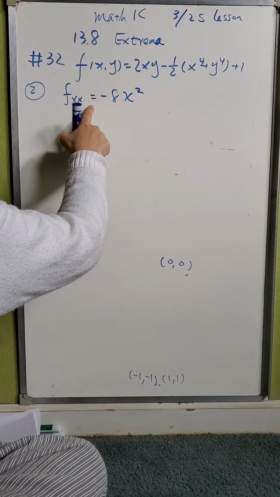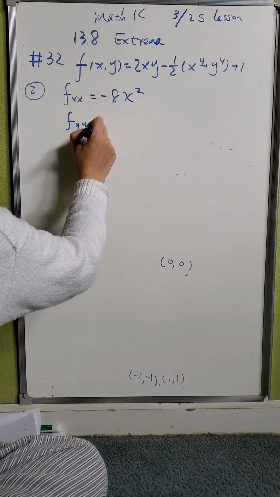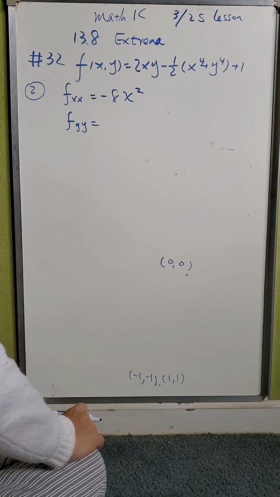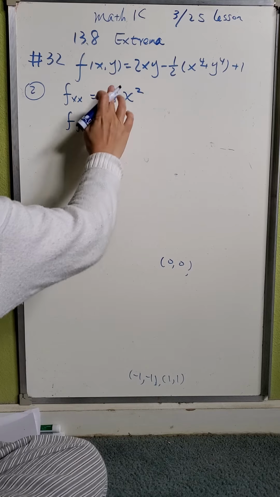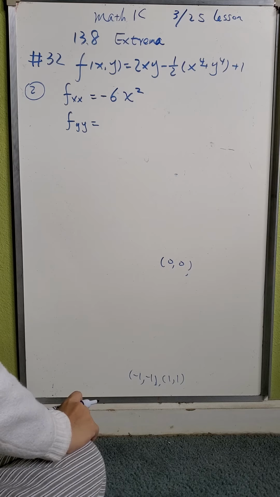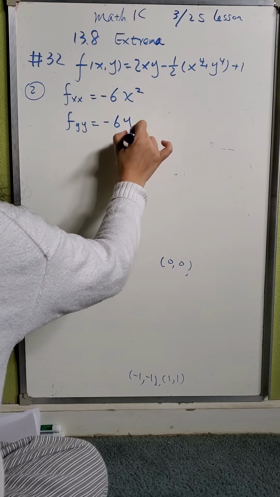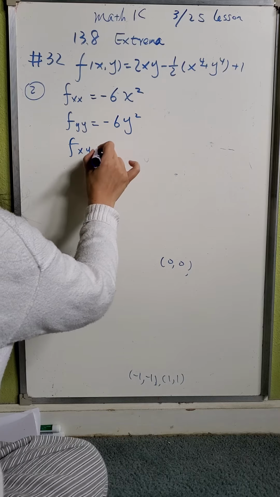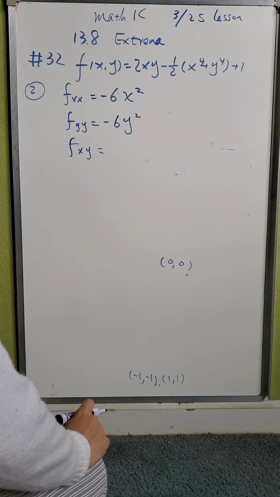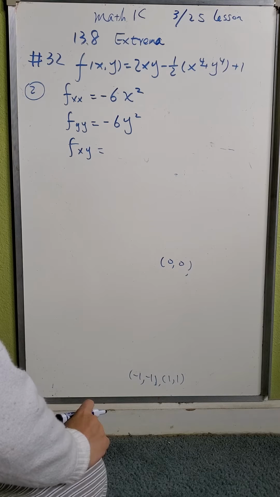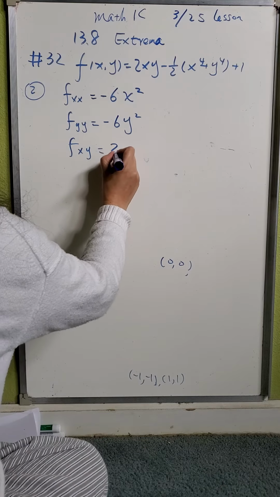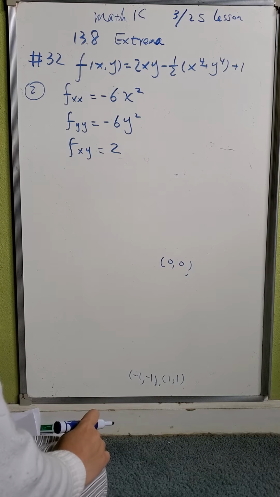And you can look at the note from earlier. And f_yy will just equal to, oh no, this is 6 here, negative 6 squared. And then f_yy is equal to negative 6y squared. Then f_xy is equal to 2.